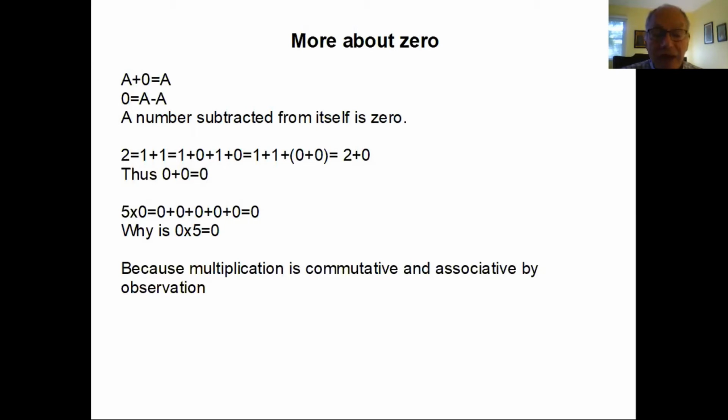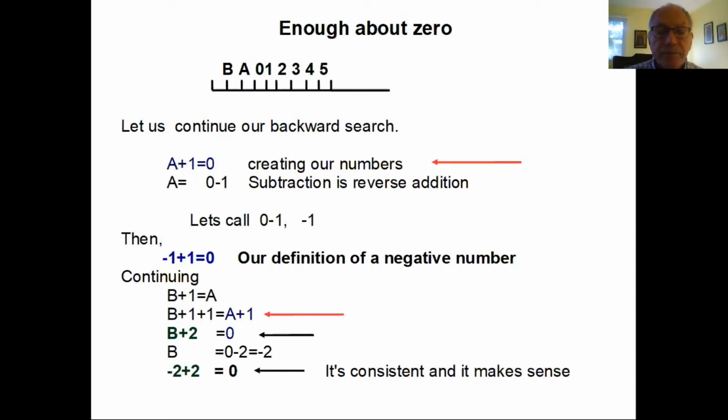Why is 0 times 5 equal to 0 then? Well, it turns out we believe in the commutative and associative properties. So we just take the commutative property, and we know that 0 times 5 is equal to 0 because 5 times 0 is equal to 0. Enough about 0. Let us continue our backward search.